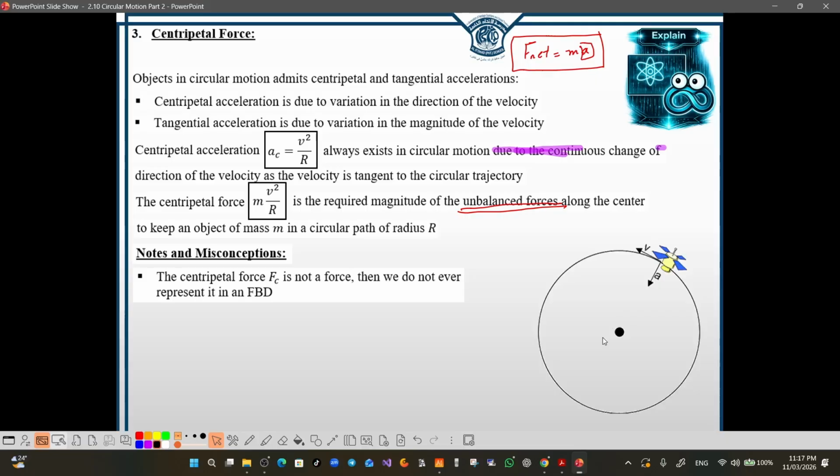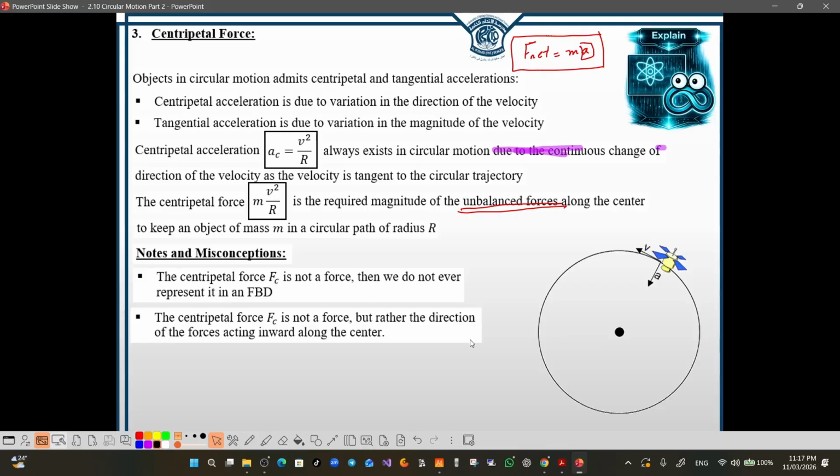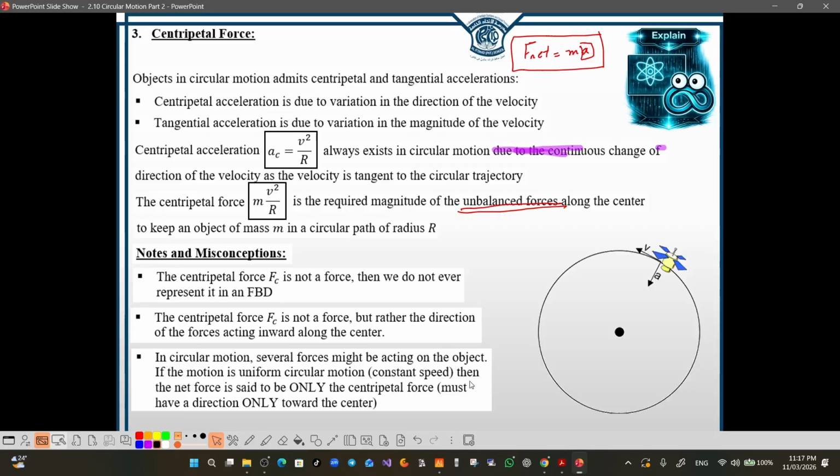In the free body diagram, we use the classical forces, the contact and non-contact forces, but we never do that for the centripetal force. The centripetal force is not a force, but rather the direction of the force is acting inward along the center. So it's a collection of forces, or you can say this is the net force along the center. Now, in circular motion, several forces might be acting on the object. If the motion is uniform circular motion, then the net force is said to be only the centripetal force, which must have a direction only toward the center.